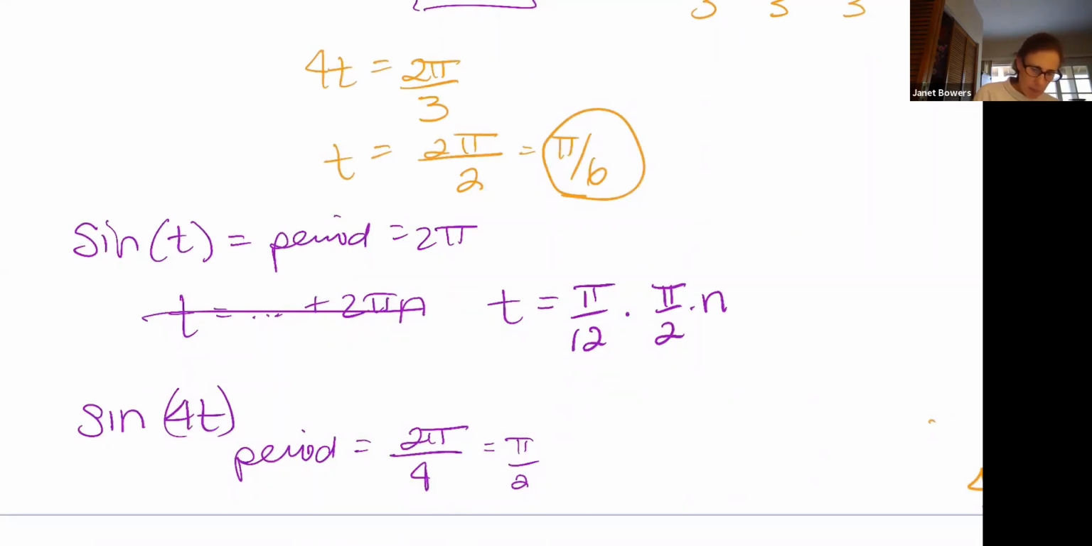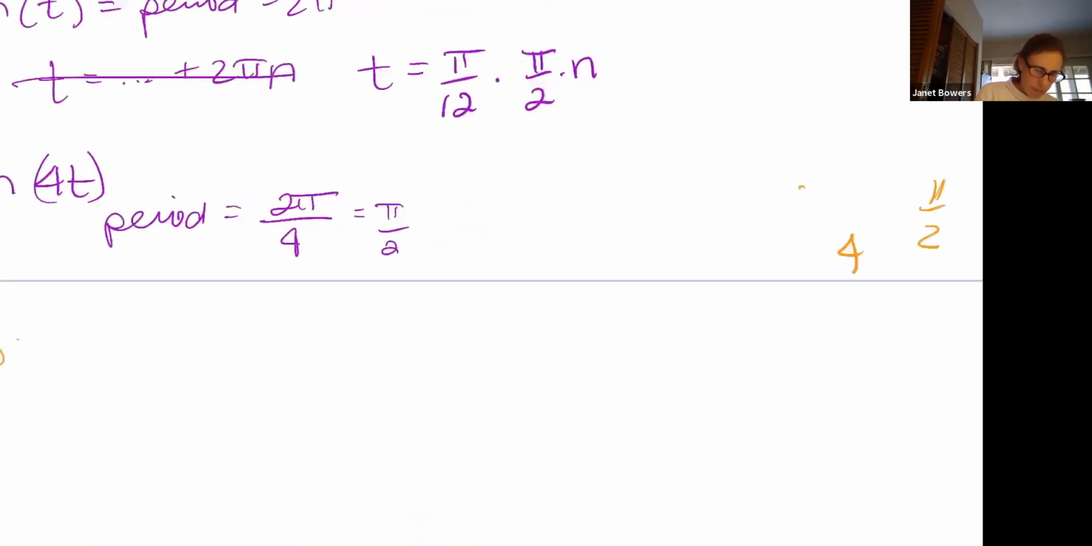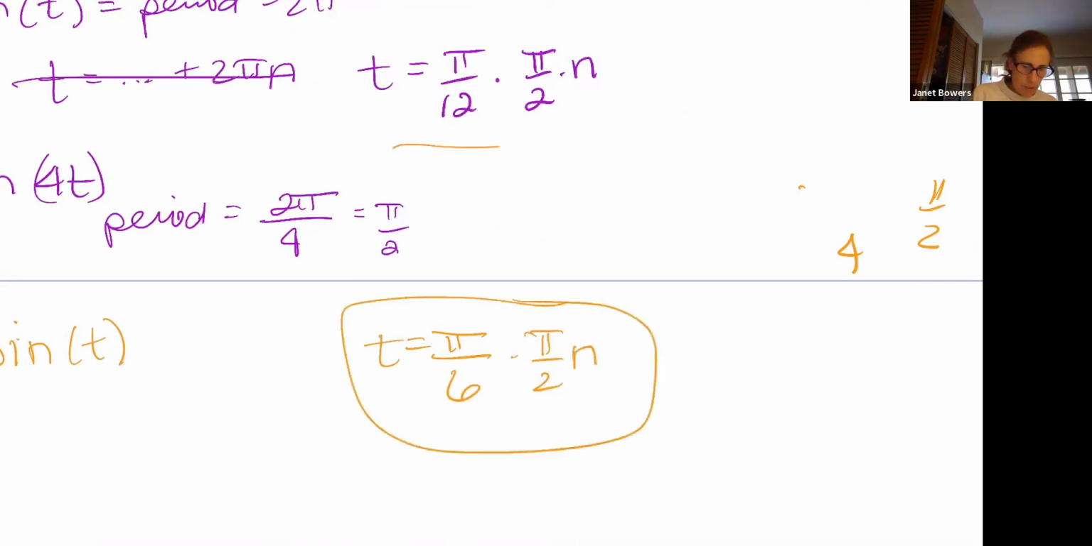Now we can do the same thing with the pi over 6. This is going to be the sine of 4t, so the period's the same, and we have t equal to pi over 6 plus pi over 2 times n. So those are your two final answers.